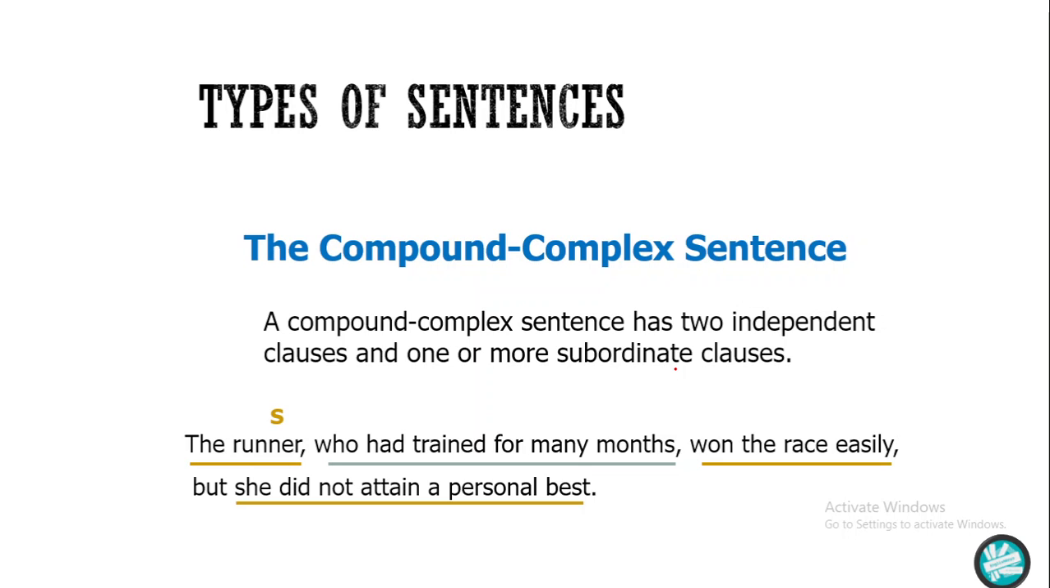Now in the first main clause, the runner won the race easily. In that clause, the runner is the subject, won is the verb, the race is the direct object, easily is the adverb of manner. And in the second independent clause, she is the subject, did not attain is the verb, and a personal best is the direct object. Now, as far as the subordinate clause is concerned, who as a relative pronoun is the subject, had trained is the verb, for many months is the adverb of time.